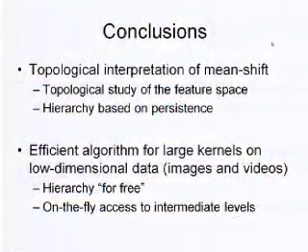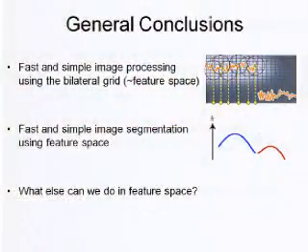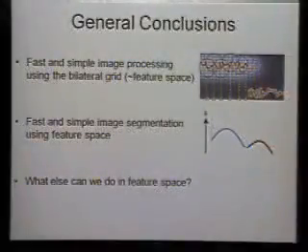So to conclude this part, I've shown you a topological interpretation of the mean shift algorithm, and proposed a way to build a hierarchy using topological persistence. This algorithm is not always useful. If you use small kernels, it's not very fast, but for large kernels, it's very useful. And it has the advantage of giving you a hierarchy for free, and you can access on the fly any intermediate level.